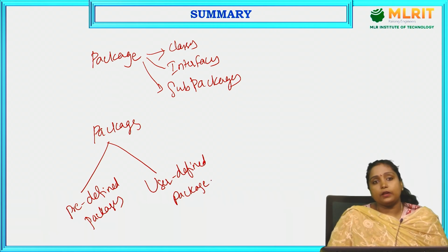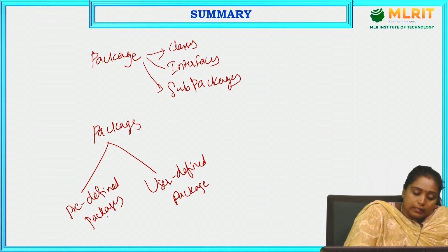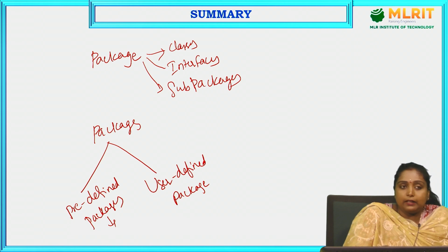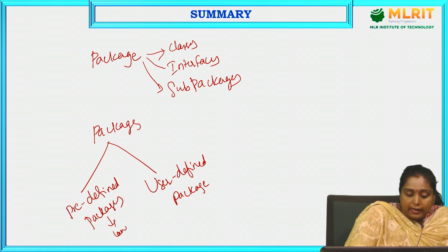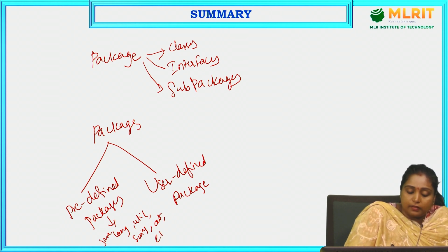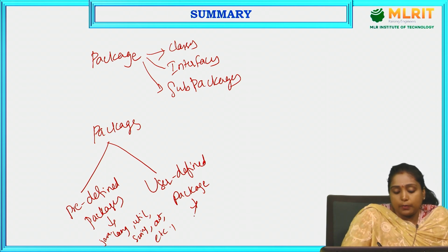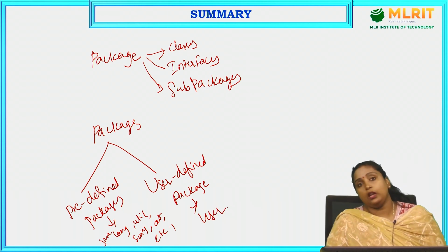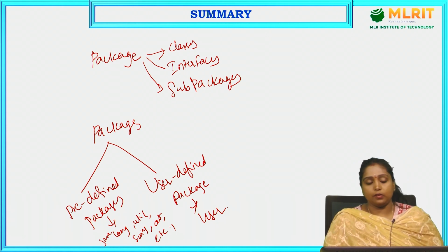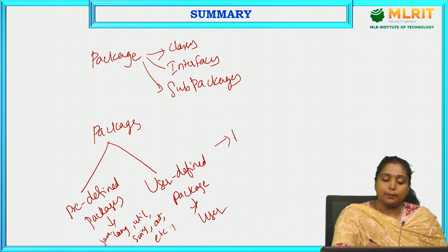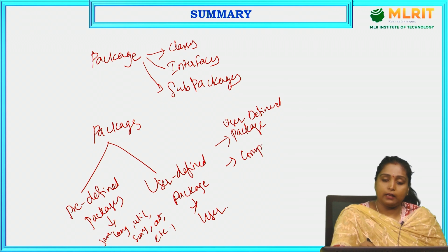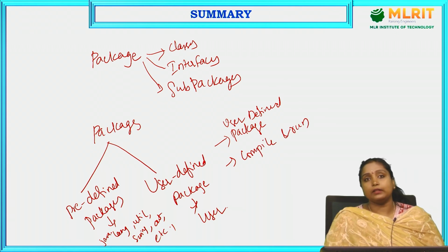Predefined packages are the packages which are already defined in the Java API, in the Java library, which are defined in the JDK. What are those? java.lang, util, swing, AWT, etc. User-defined packages are the packages which are defined by the user itself. You can create your own package using the package statement. We have seen how to write a user-defined package, and how to compile and run a user-defined package. This is what we learned in this particular session.